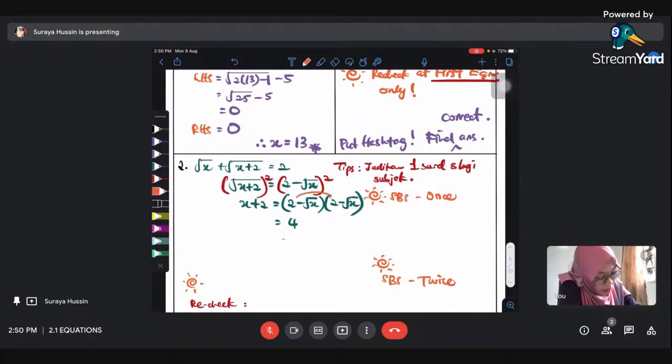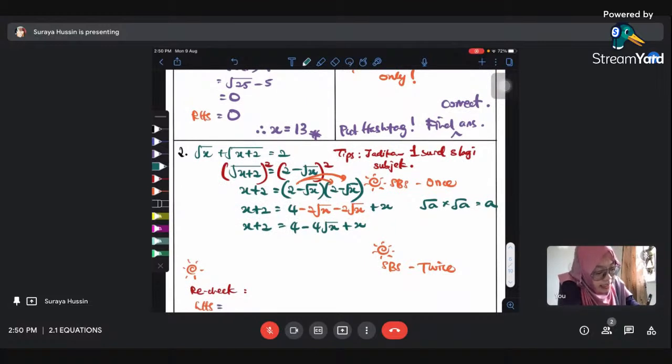So 2 times 2 is 4. And then minus 2 square root x minus 2 square root x. That's why you're going to get negative 4 square root x. And then here you will get positive x. Sebab apa positive x? Because do you remember square root a times square root a, you only get a? So simplify it, you will get 4 minus 4 square root x plus x.